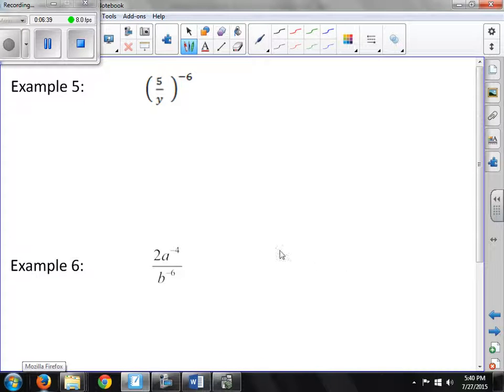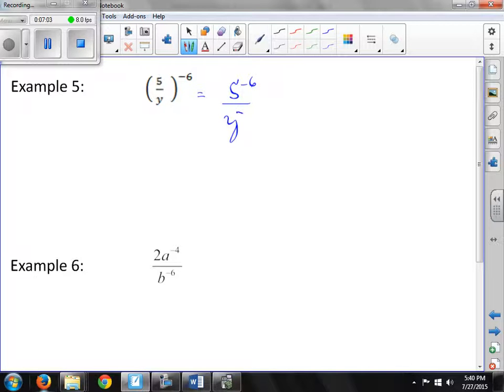Fraction raised to a power. Now, I like to raise each part of the fraction to the power and then take care of the negative exponents. Some people do it just the opposite, take care of the negative exponent first and then raise it to the power. But I will be doing it this way.